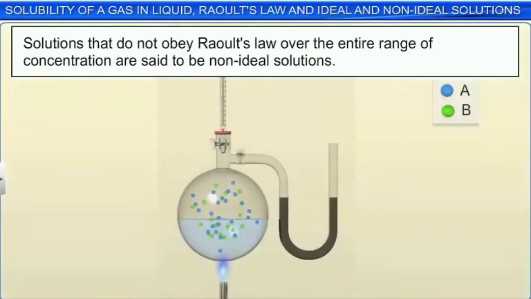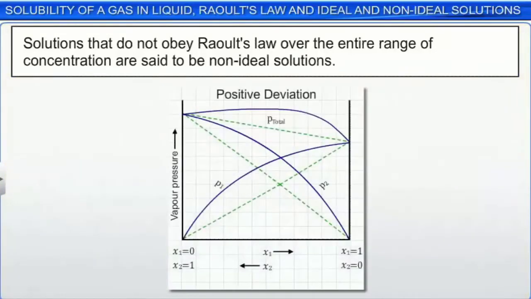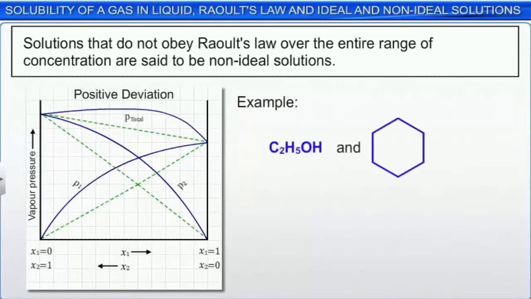If the magnitude of AB interactions is weaker than the magnitude of AA or BB interactions, then such solutions have a higher tendency to escape into the vapor phase and will show a higher vapor pressure. Such solutions are said to exhibit positive deviation from Raoult's law. The total vapor pressure of such a solution is greater than the vapor pressure corresponding to the ideal solution of the same composition. For example, a mixture of ethanol and cyclohexane shows positive deviations from Raoult's law.